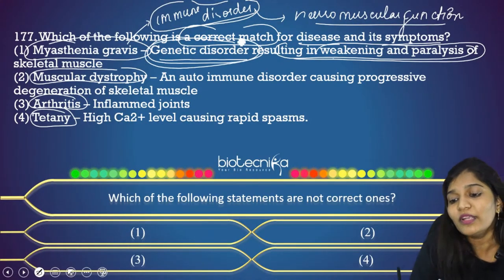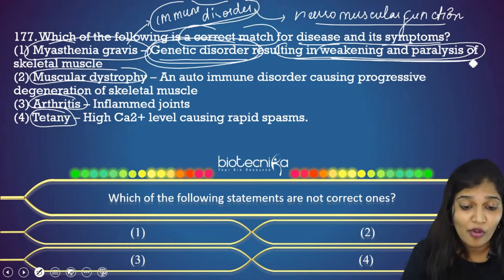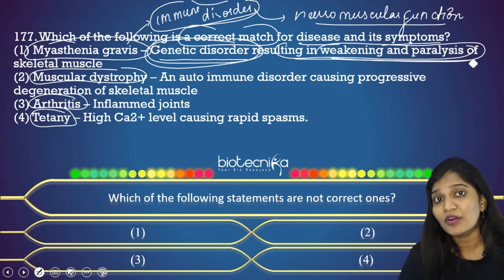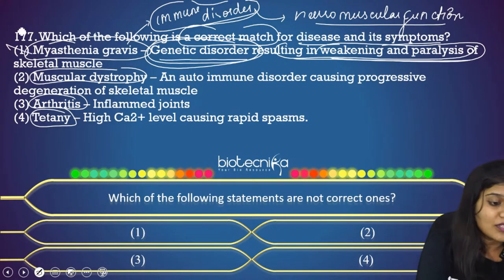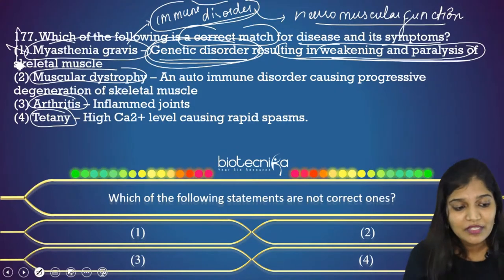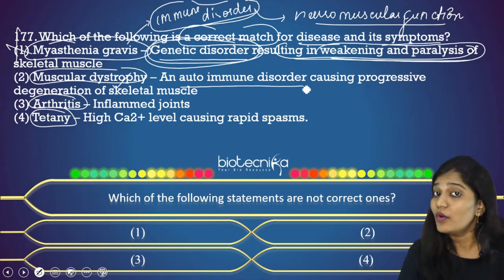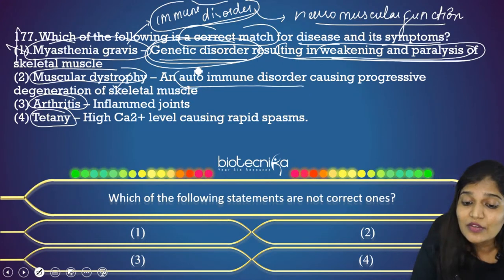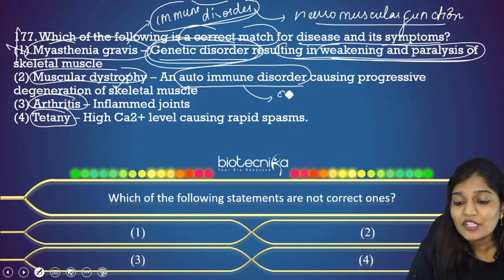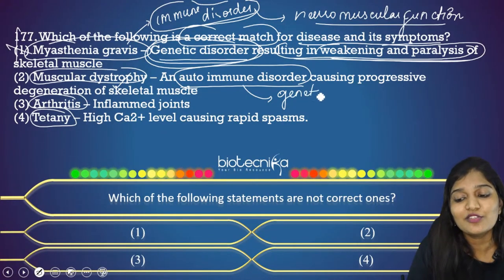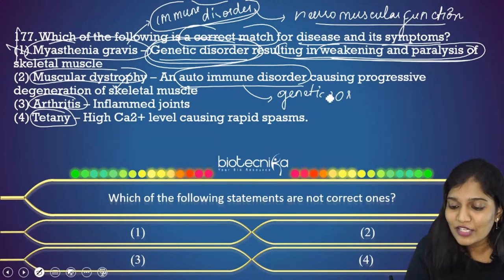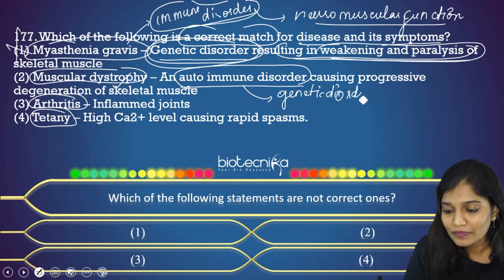So if you know only weakening and paralysis, you might have gone wrong. But if you know it's an immune disorder, you will never choose this option. So this statement is wrong. The second statement says that muscular dystrophy is an autoimmune disorder. No, muscular dystrophy is going to be what? A genetic disorder. They just made this option kind of opposite. So this is actually a genetic disorder.